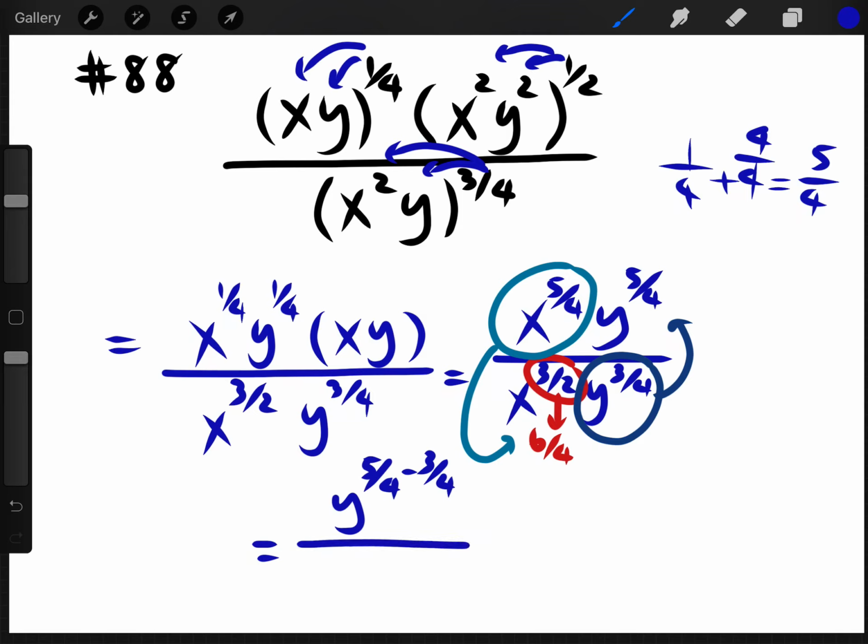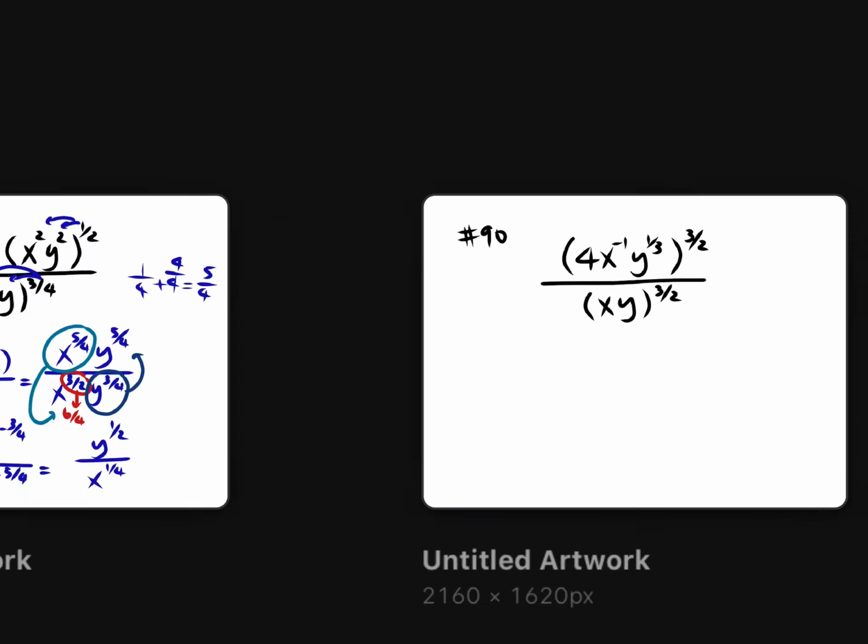I changed that to a 6 over 4, and I brought down the 5 over 4, so it's going to become negative 5 over 4. So you just subtract 6 over 4 minus 5 over 4. It's going to be y to the 2/4 over x to the 1/4, and 2/4 is basically 1/2. So that's your answer. You can write that in the radical form.